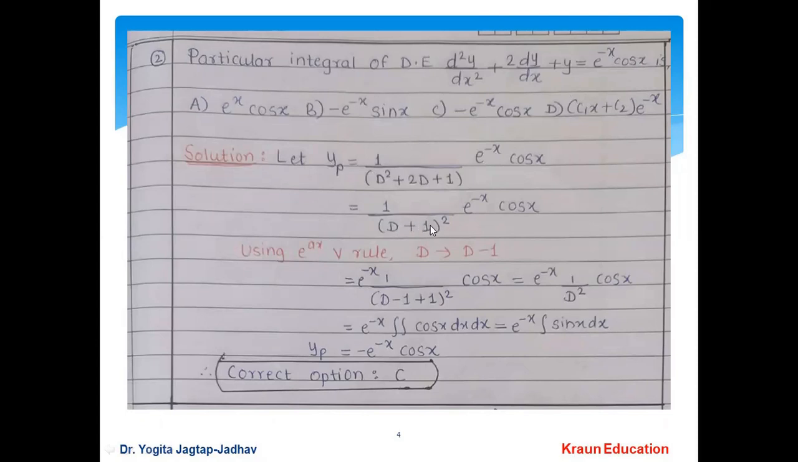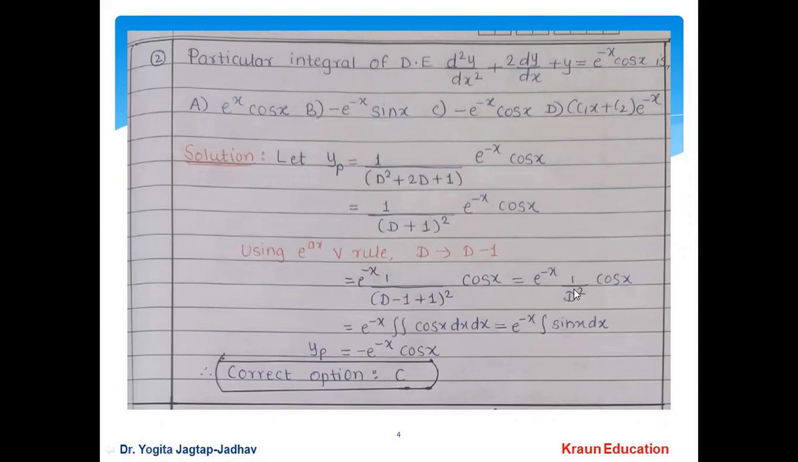Now you can see d square plus 2d plus 1 is the square of d plus 1. Replacing this d plus 1 square, using the e raised to ax into v rule, d can be replaced by d minus 1, and where we can see d gets replaced by d minus 1, this plus 1 minus 1 gets cancelled, and 1 upon d square stands for double integration. Therefore we have to take the double integration of cos x with respect to x.